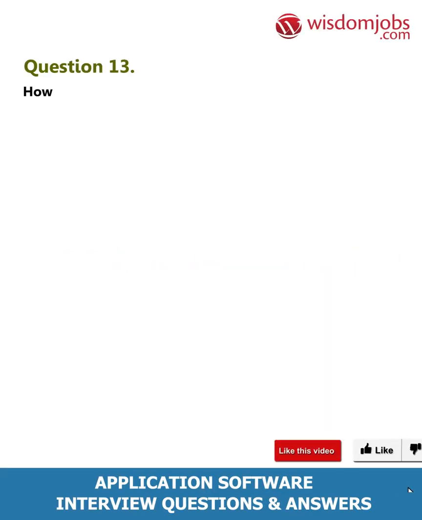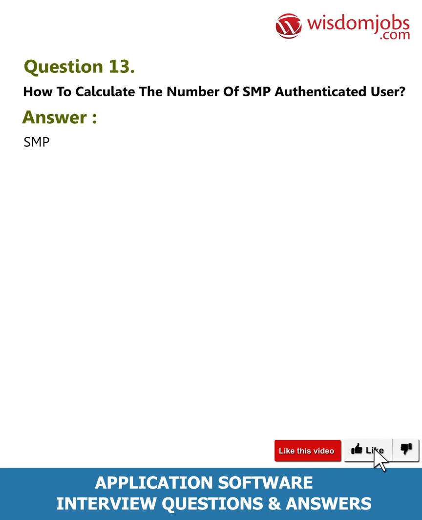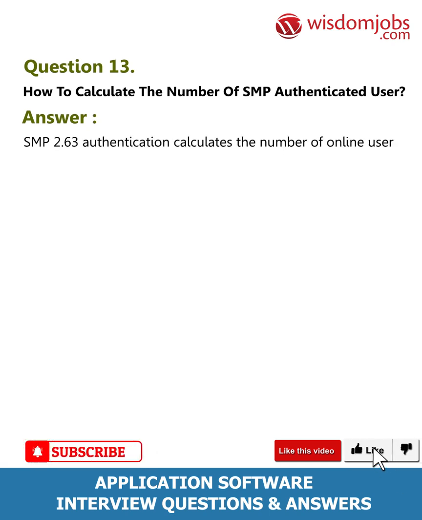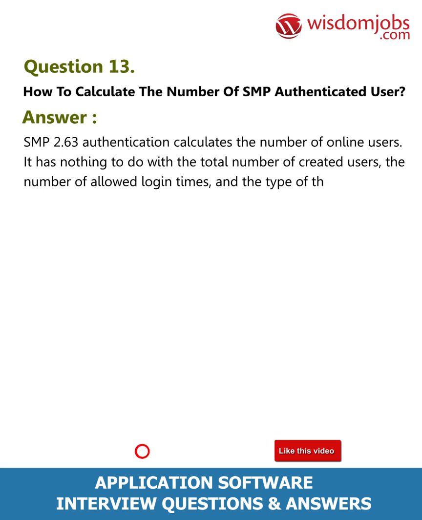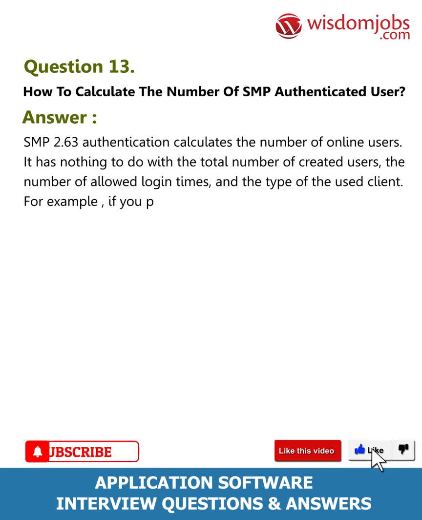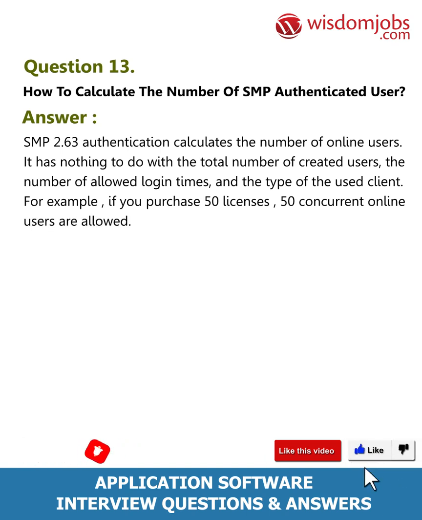Question 13. How to calculate the number of SMP authenticated users? Answer. SMP 2.63 authentication calculates the number of online users. It has nothing to do with the total number of created users, the number of allowed login times, and the type of the used client. For example, if you purchase 50 licenses, 50 concurrent online users are allowed.